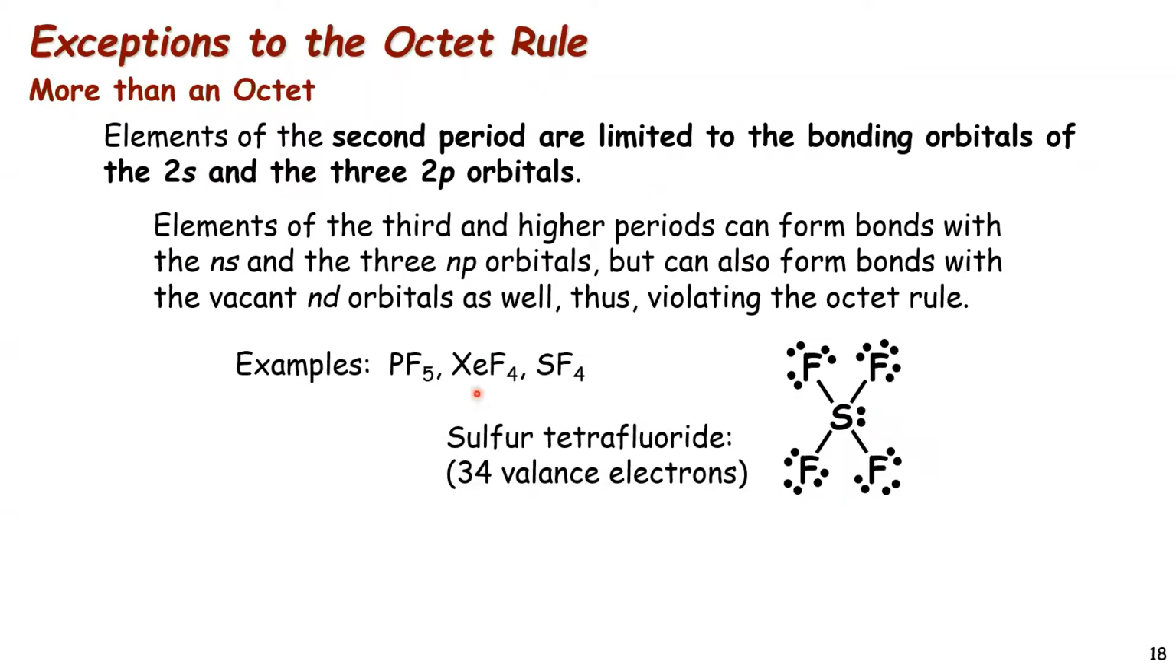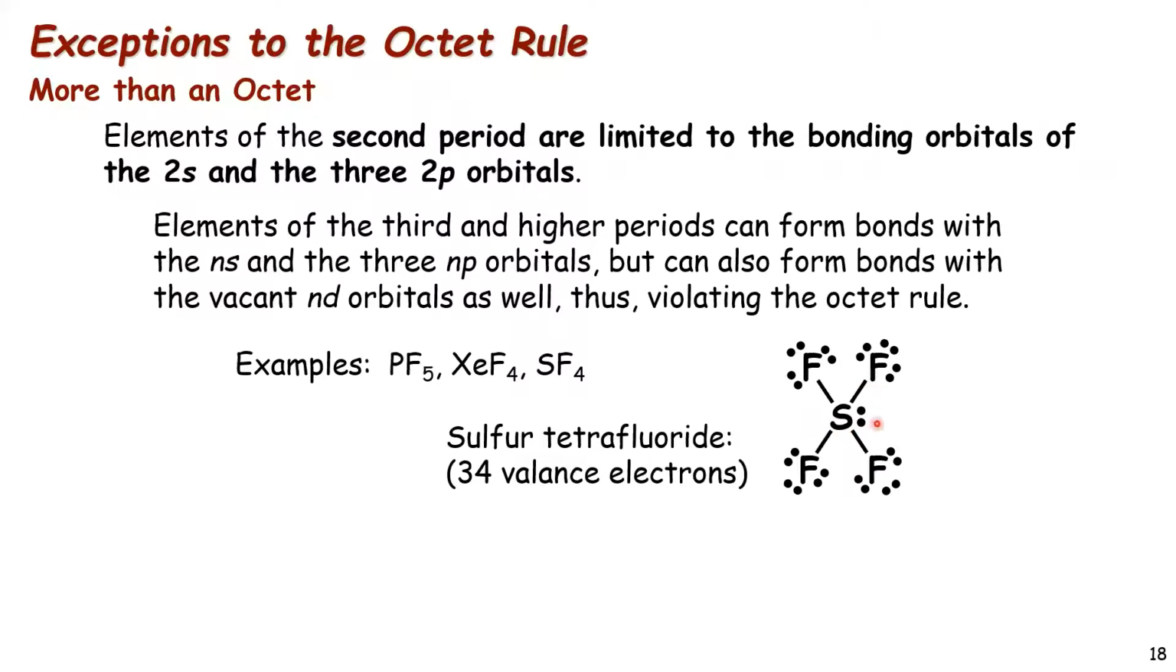Okay, so here's some examples of violating that octet rule. In particular, here's xenon tetrafluoride. Xenon tetrafluoride has 34 valence electrons, and the structure is going to look like this. Notice that we put those extra pairs of electrons on the central atom, because the central atom is generally the largest atom and can most easily take up those extra electrons. Plus the fluorine is in period 2, so we couldn't violate the octet rule anyway.